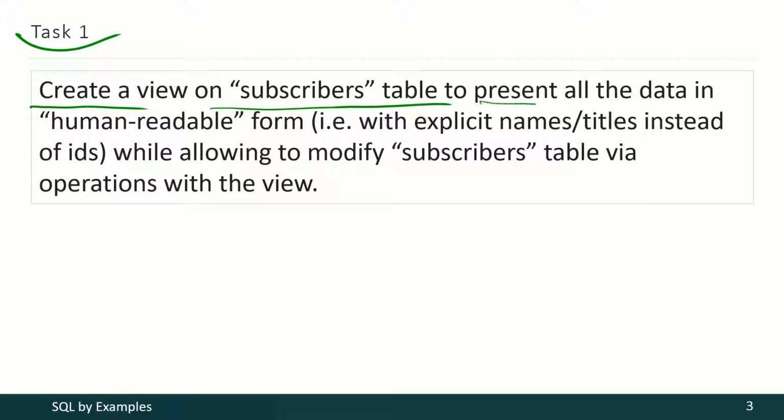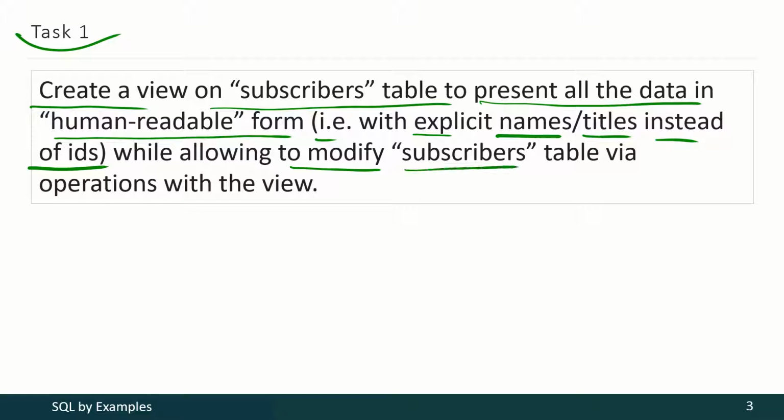This view should present all the data in human-readable form. It has explicit subscribers' names and books titles instead of IDs. And also we should be able to modify subscribers table via operations with this view.